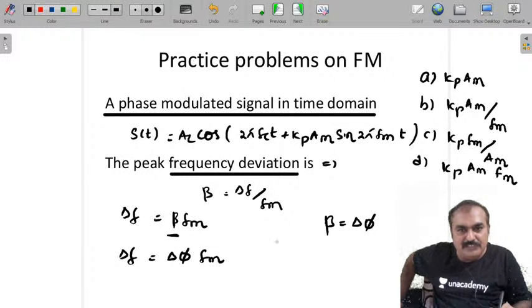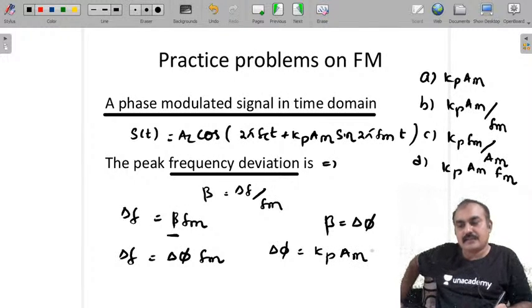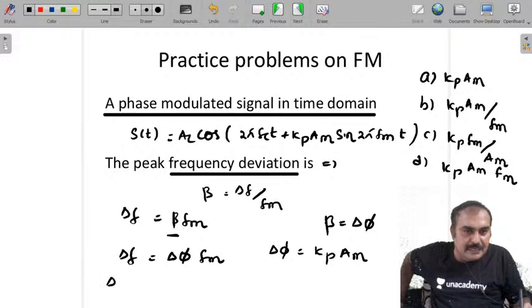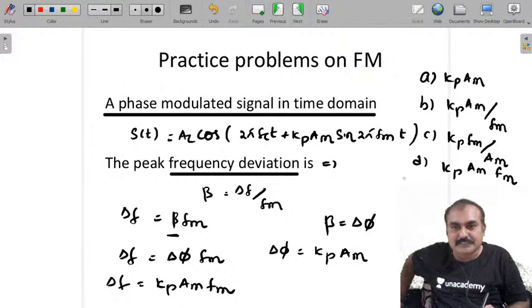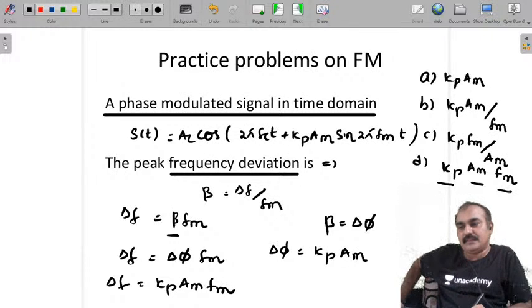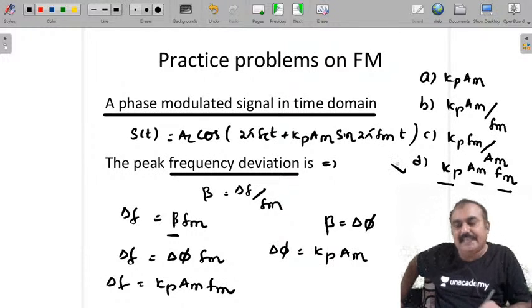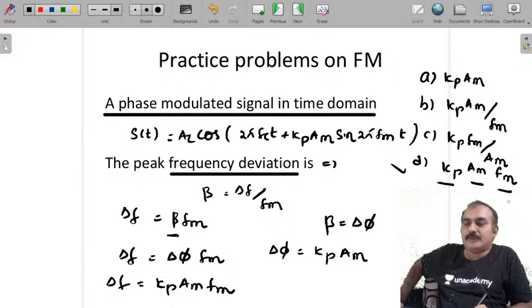And what is the phase deviation? Phase deviation equals Kp into Am. Therefore delta f equals Kp into Am into fm, my dear students. Are you getting it? This is delta f equal to Kp into Am into fm. Is that clear? So the option is D, my dear students.